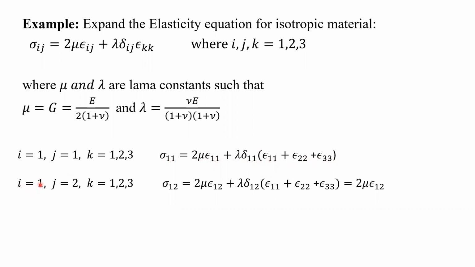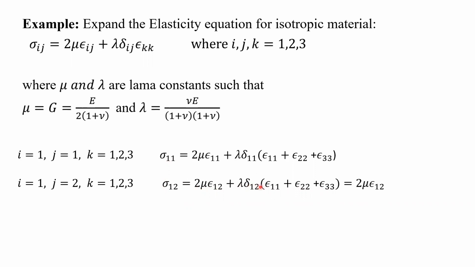Same thing for 1 and 2. So here we have sigma 1,2. That's the shear stress. When the indices are not the same, it's a shear stress. Here we are dealing with normal stress. 2 mu epsilon 1,2 plus lambda delta 1,2 epsilon 1,1, 2,2, 3,3. But we know delta 1,2 is 0 because the indices are not the same. It's not on the diagonal. So that would be 0.